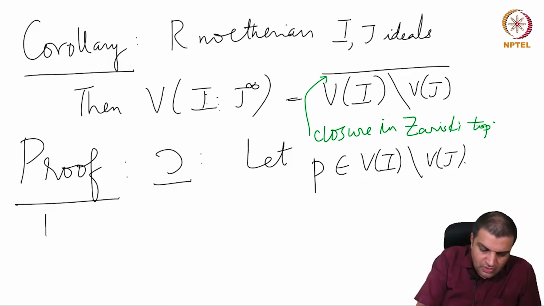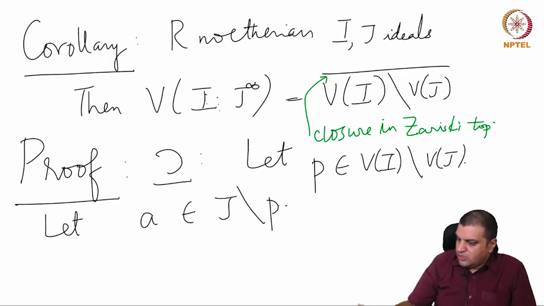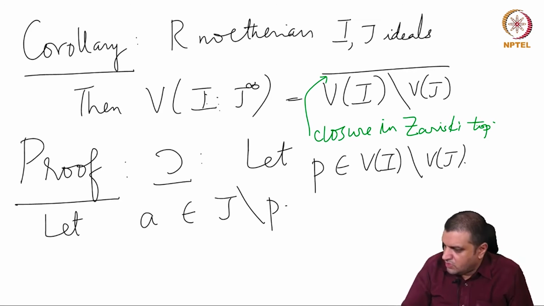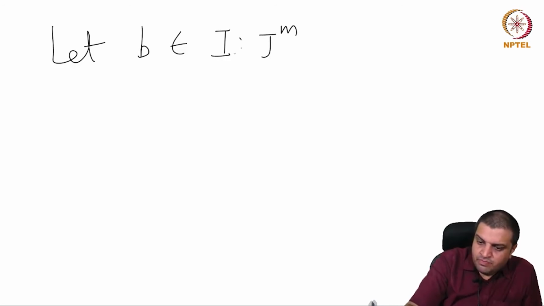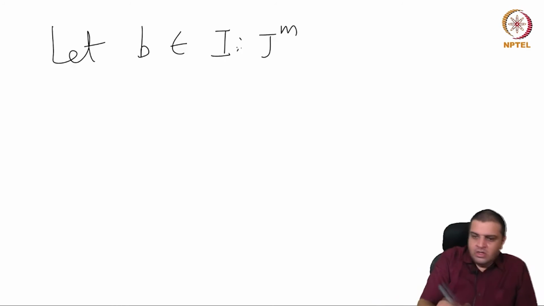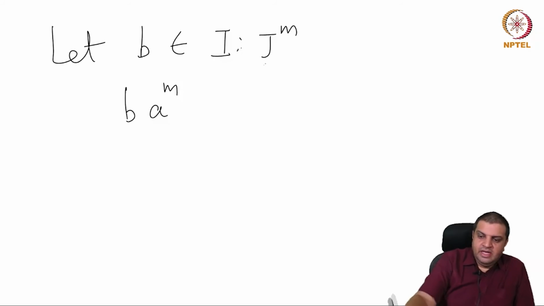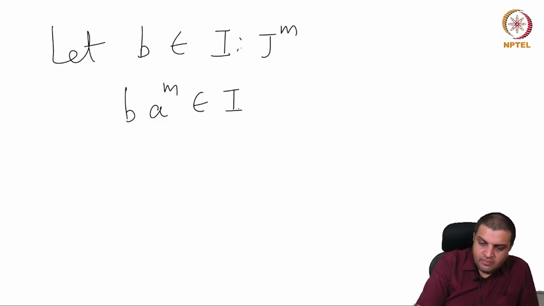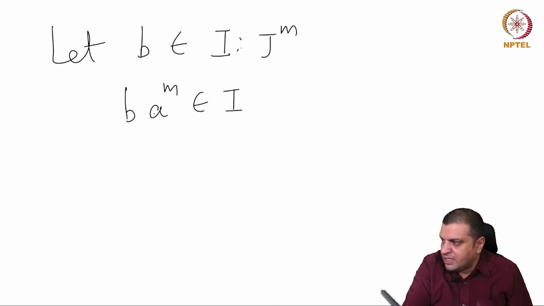Okay. So let A be inside J, but not in P. Okay. So now we'll try to saturate this element. Let B be inside I colon J^m, for some m. So B A to the m is inside I. Okay. But A to the m is not inside P, so B is inside P.